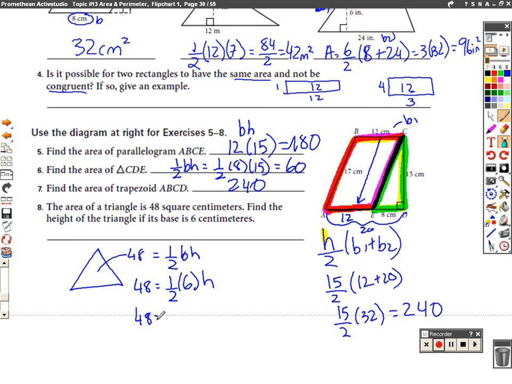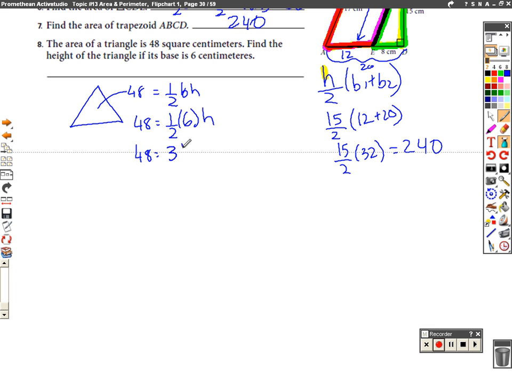48 is equal to 6 times 1/2. That's 3. So 3h. And then to get h by itself, I'm going to divide by 3. Divide by 3. And I get that h is 48 over 3, which is 16. So that is the height that will give me that for the area.